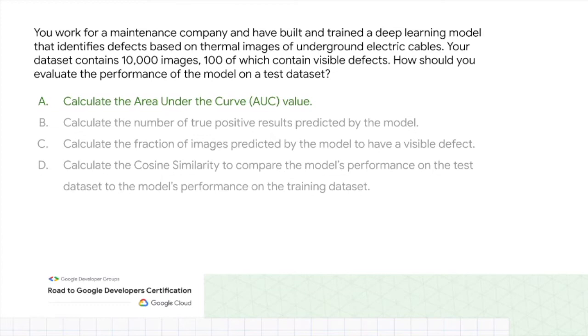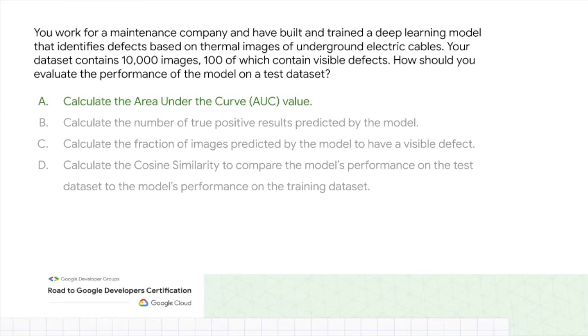So calculating the number of true positive results obviously will only give us one view of how the model is doing, and it might actually not tell us if it's doing a good job at differentiating between the defects and the non-defects. Calculating the fraction of the images again will give us only part of the view of what is happening, and then the cosine similarity is usually only used for clustering and, more specifically, with KNNs.